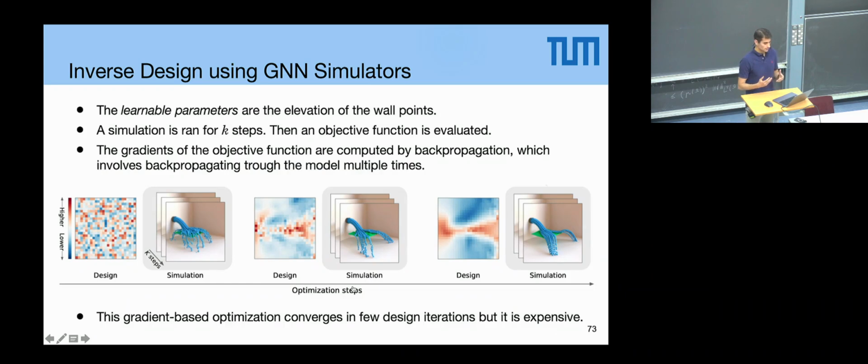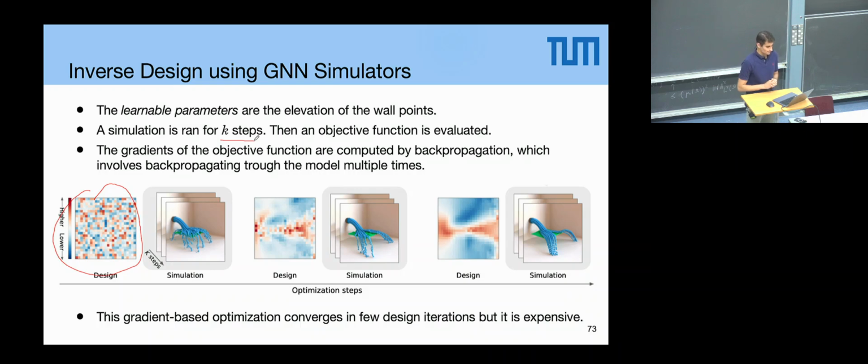And now the learnable parameters, once again, are not the weights of the model, but the height of the nodes in the green surface. And when we do backpropagation now, we are computing the derivative of the loss of our condition with respect to the height of the nodes in the green surface. This is quite expensive computationally because we need to backpropagate not just through one evaluation of the model, but through k evaluations of the model.